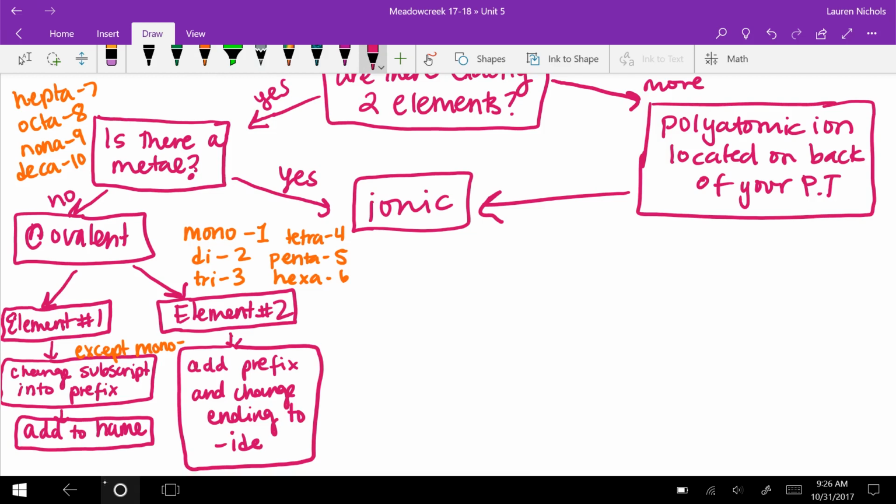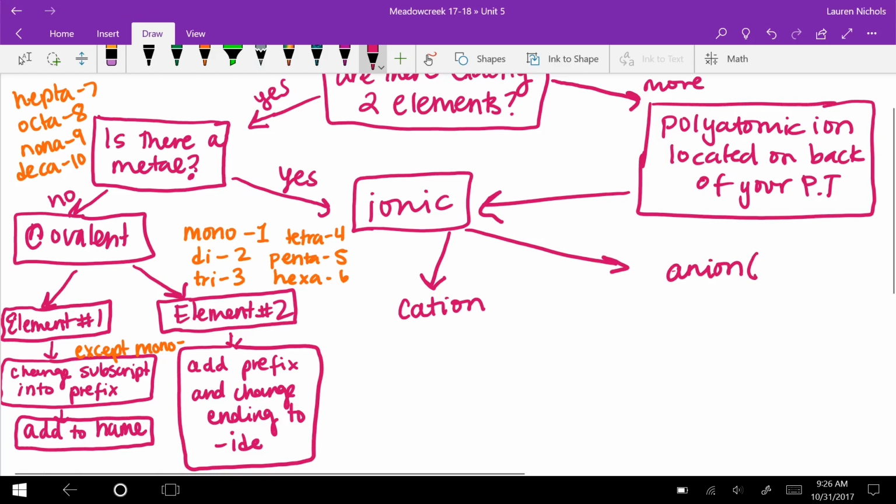Ionic is a little more tricky. Ionic compounds are split into 2: you have your cation and you have your anion. Anions are negatively charged, cations are positive, and the positive things always come first. So cations are always written first. And you ask yourself, is it a polyatomic?